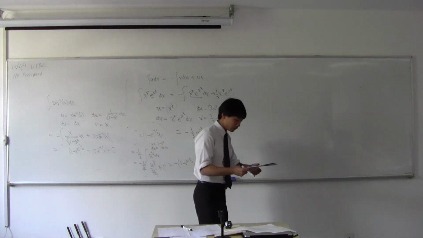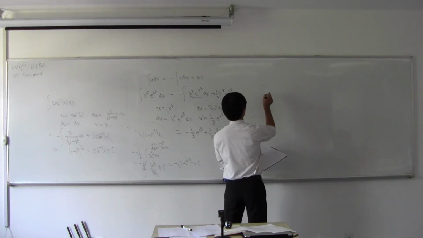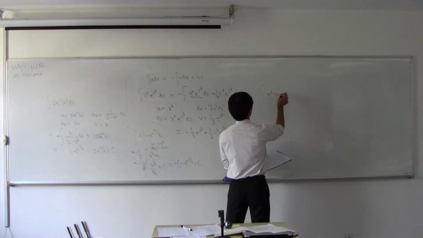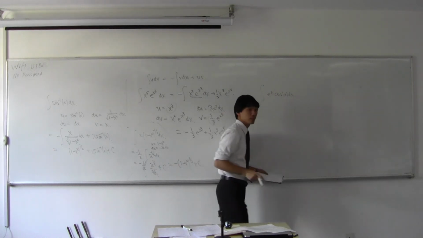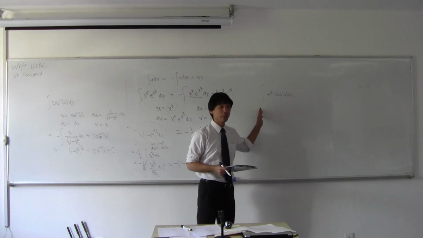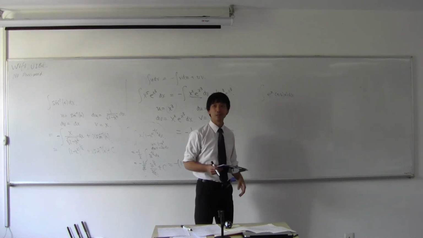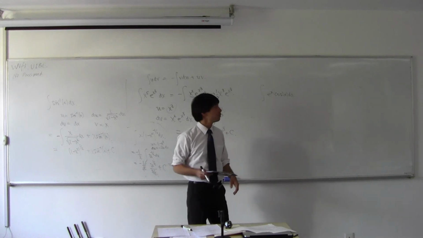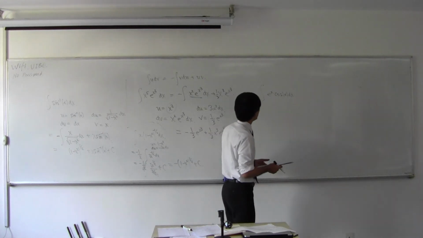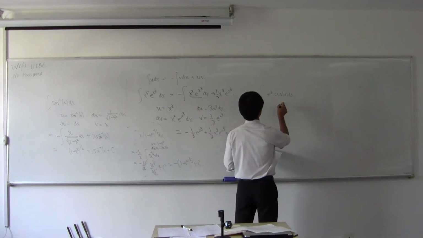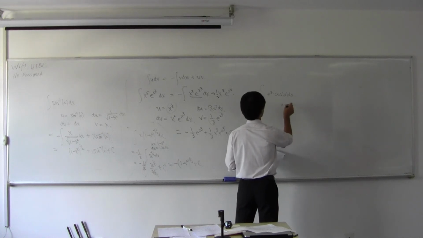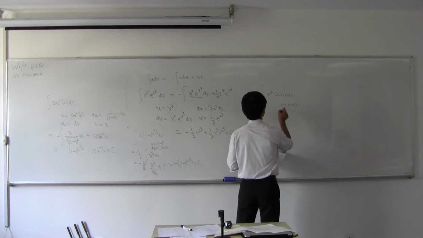Okay, so let me just show one last funny thing. Okay, e to the x cosine x dx here. So here's one sort of funny thing that can happen when you're doing integration by parts. So let's say that we're going to take u to be cosine x, and we're going to take our dv to be e to the x dx.